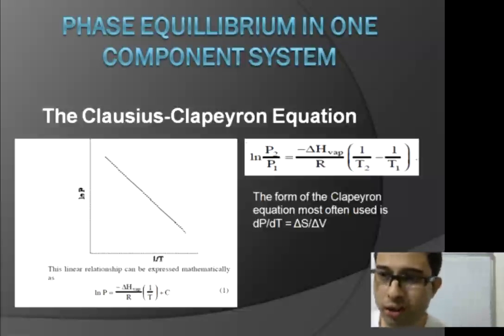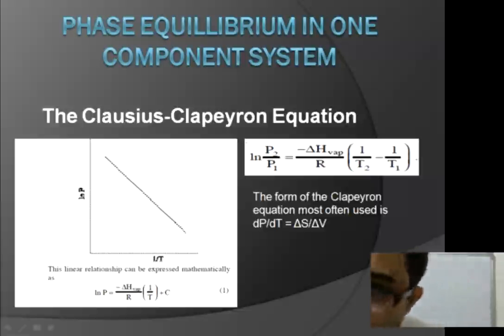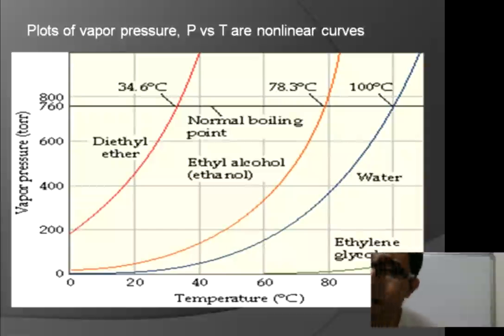I will just come back to this equation once more once we are done with this. So this is the Clausius-Clapeyron equation, sometimes written as ln P2 by P1 is minus delta H vapor. We'll talk about this. And this is normally how the vapor pressure, between a condensed phase and a vapor phase, varies with temperature.